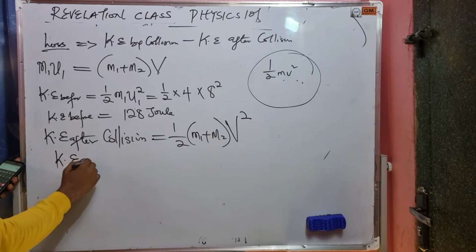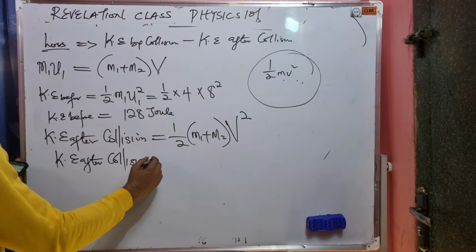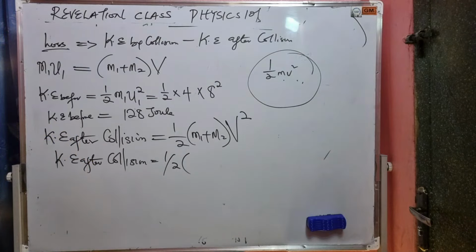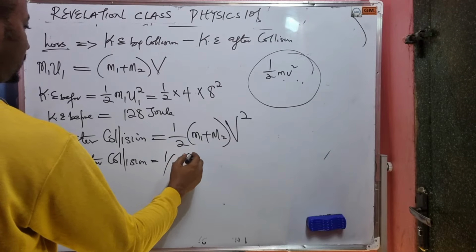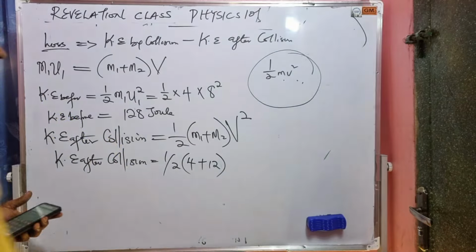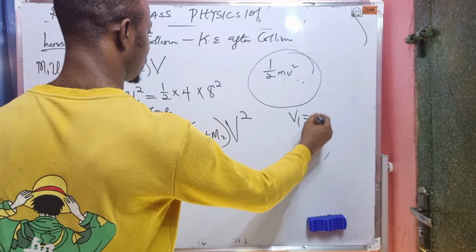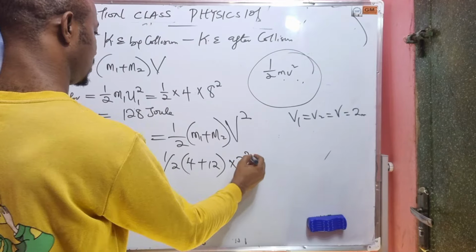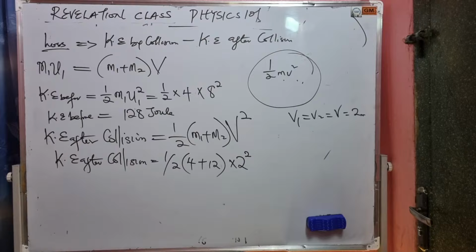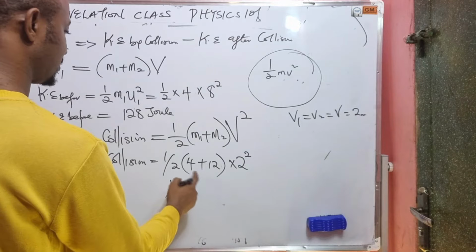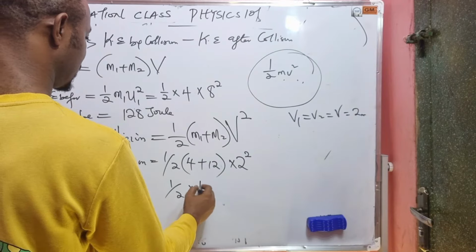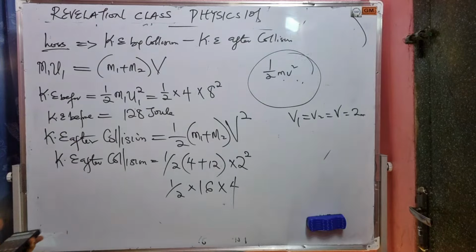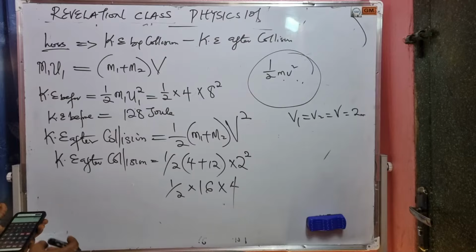So KE after collision will give us half times M1, which is 4, plus M2, which is 12. Then, based on our common velocity, V1 equals V2 equals V, and we have 2 meters per second. So here we have times 2 squared. Let's verify again: our M1 is 4, our M2 is 12. Okay, that's correct. So here becomes half times 4 plus 12, which gives us 16, times 4. So we have 4 times 16 divided by 2, which gives us 32.